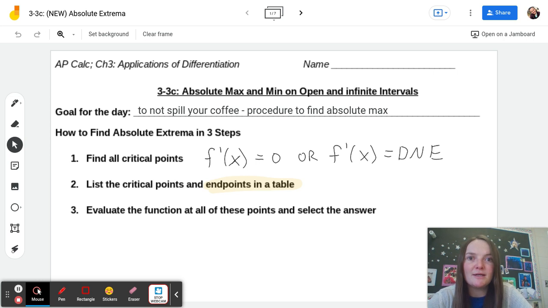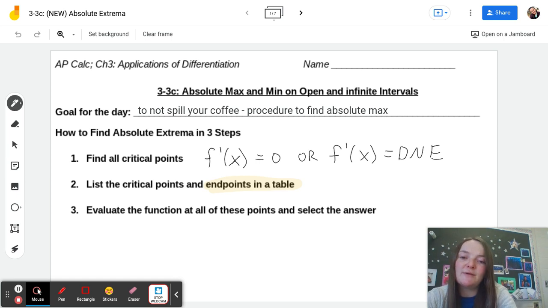Okay, so the first thing that I want to talk about is how do I find an absolute extrema in 3 simple steps. Step number 1. You need to find all critical points. So what that means, a critical point is either where the derivative is equal to 0 or where the derivative does not exist. So those are 2 places where the derivative either does not exist or is equal to 0. That's a critical value or critical point.